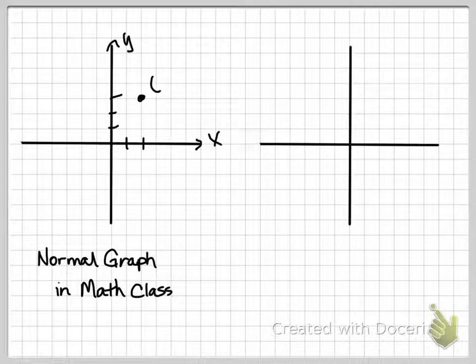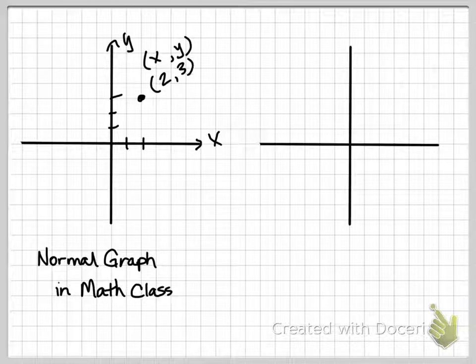So for this point, we're going to do our x, y coordinates. So this is going to be x and y. We went 2 to the right, so we have a 2. We went 3 up, so we have a 3. So that's our coordinate. That tells us where it is.